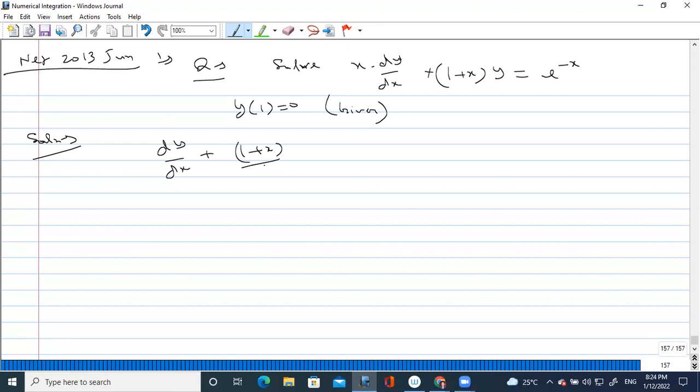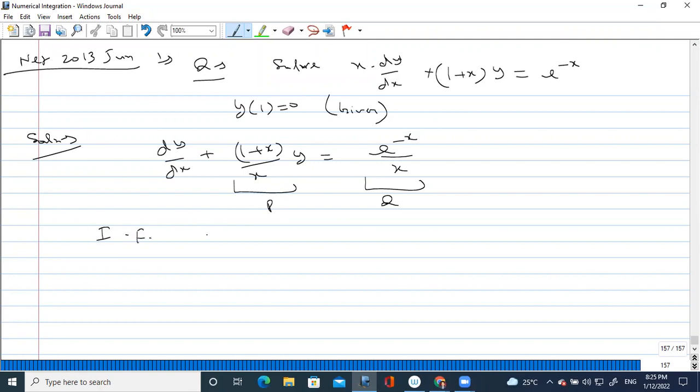Plus 1 by x y is equal to 1 by x, dividing by x now, so it will be x to the power minus 1, or you can write e to the power minus x by x. So this is dy by dx plus py is equal to q. This is working as p, this is working as q. You have done this type of problem earlier.